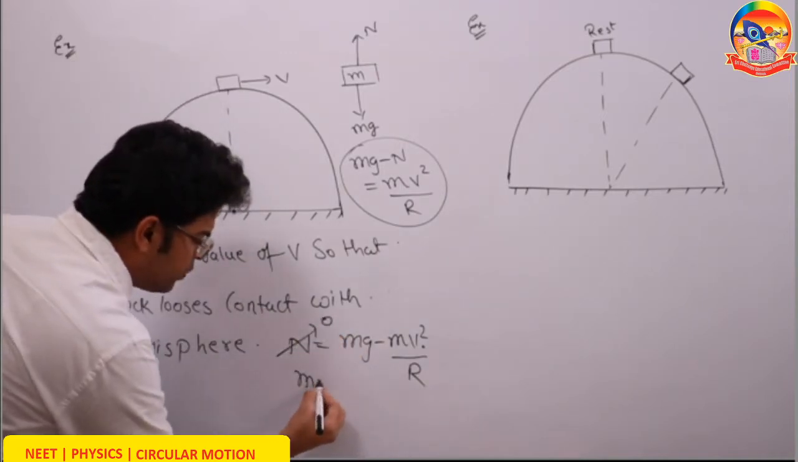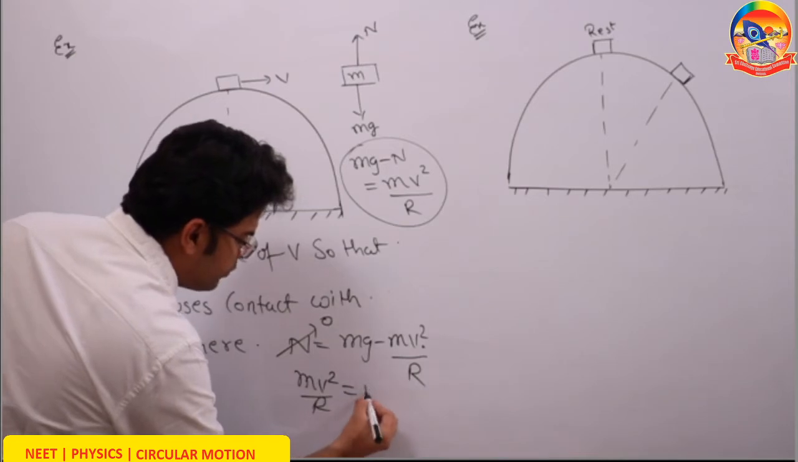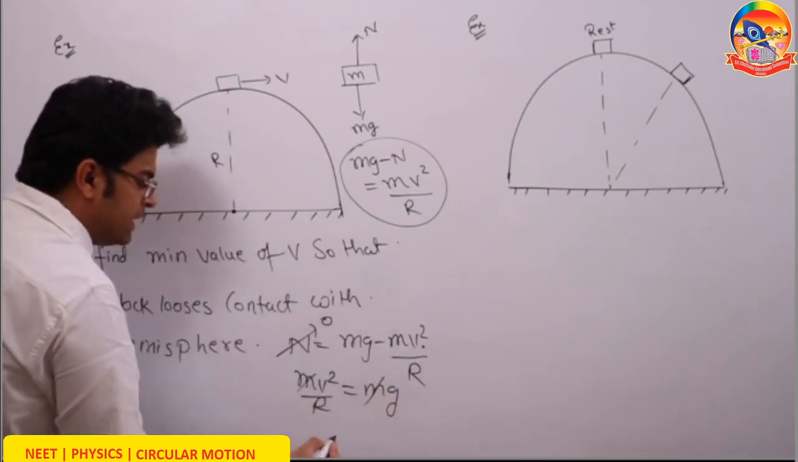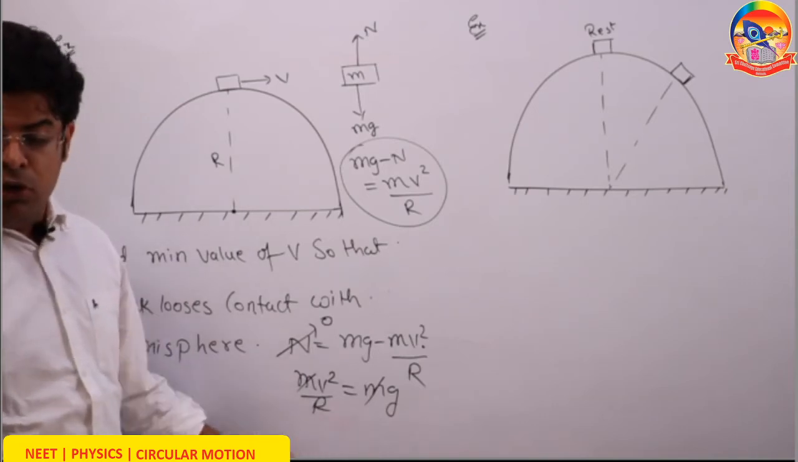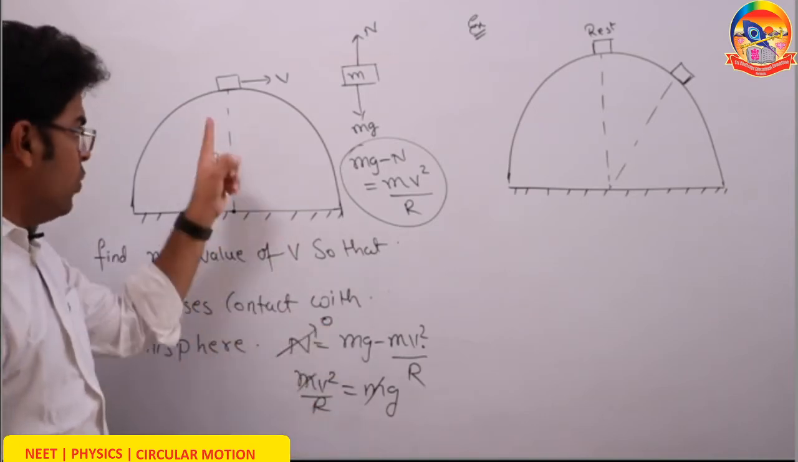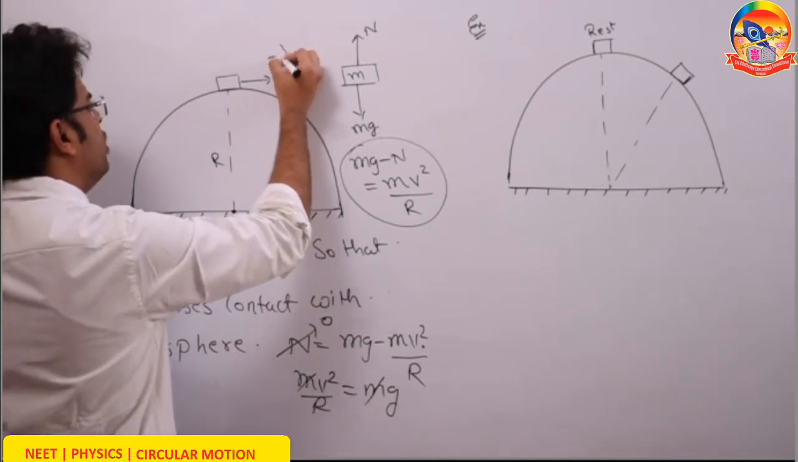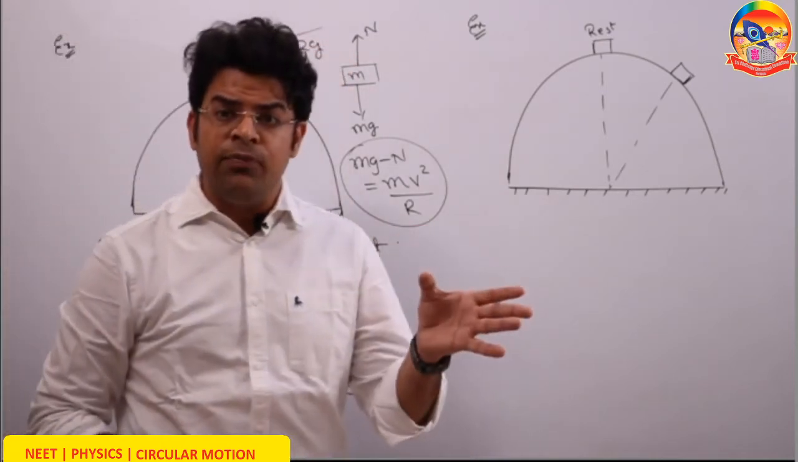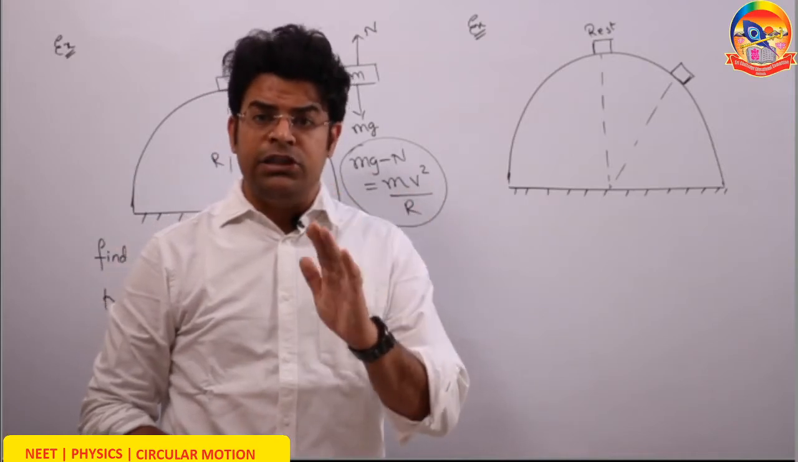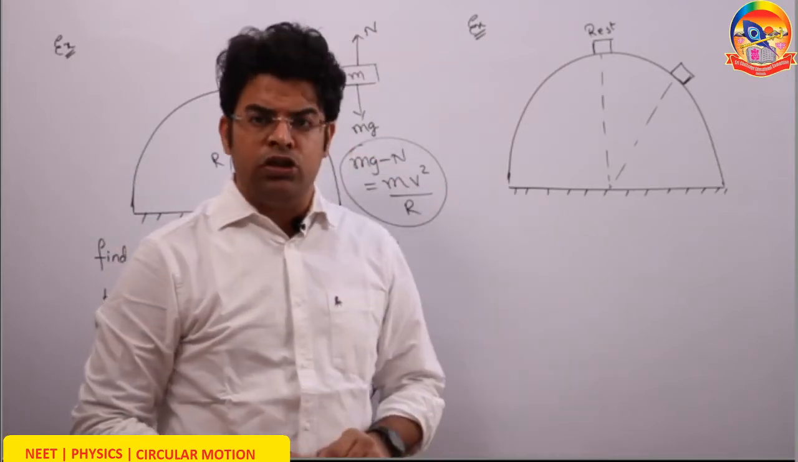So you get mv square by r equals mg. Cancelling out m on both sides, the speed at which it loses contact comes out to be root rg. So the speed at which the block loses contact comes out to be root rg. So for any speed greater than root rg, it will lose contact. For any speed less than root rg, it will move along the surface.